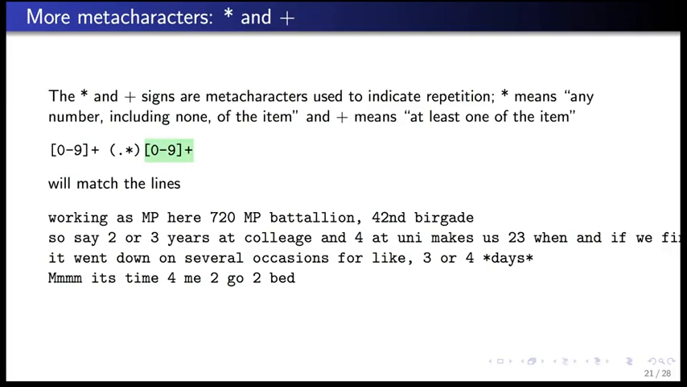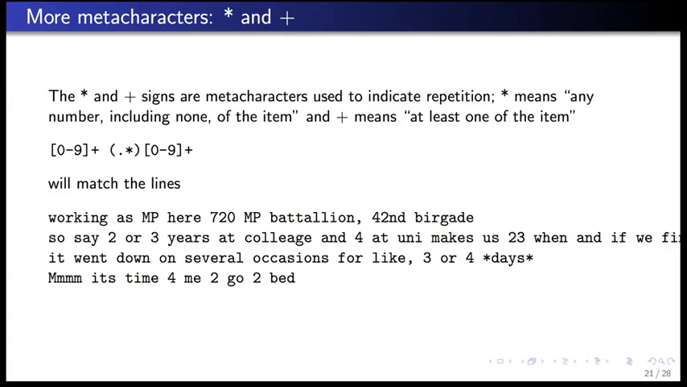So what does that match? Well, the first line here, I've got 720, so I've got 720 followed by a space, followed by this MP battalion, comma, and then space, and then 42. So that matches the pattern. So I got a set of digits followed by a space, followed by anything, followed by a set of digits, and that's it. So that's the pattern. So you can see all of these lines of text will match this pattern that we have.